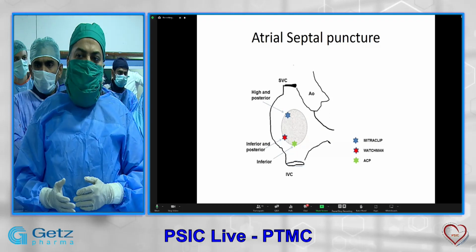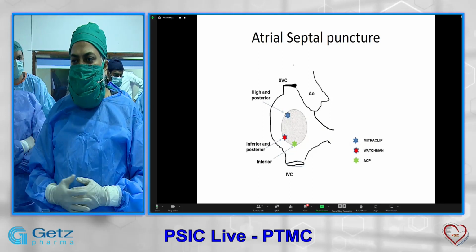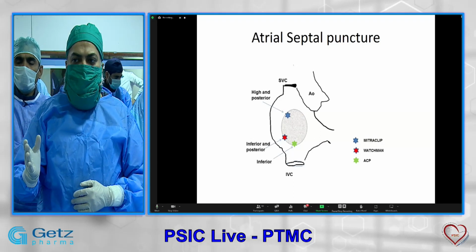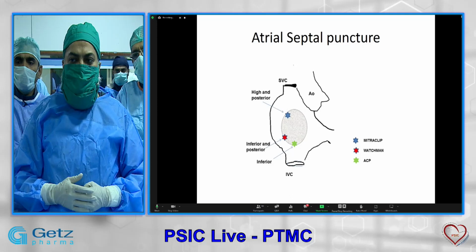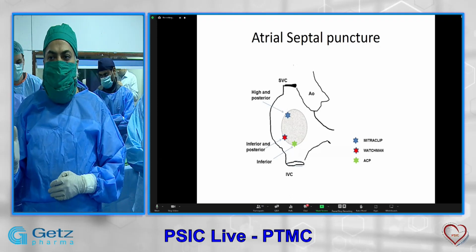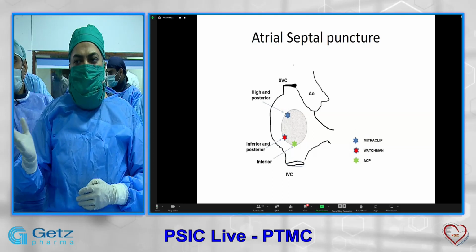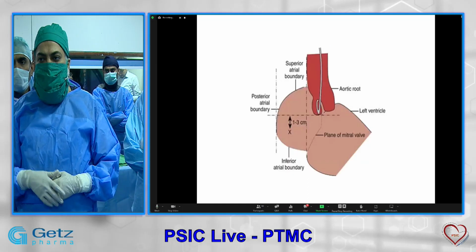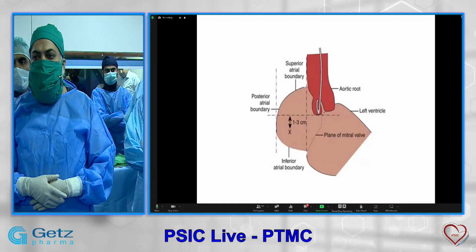But for example, if you are doing a septal puncture for a multi-track balloon, your purpose will be to puncture as low and as anterior as possible, because it will be easier to cross your wire from a lower puncture directly into the mitral valve. Next, please. I'm just skipping this slide.